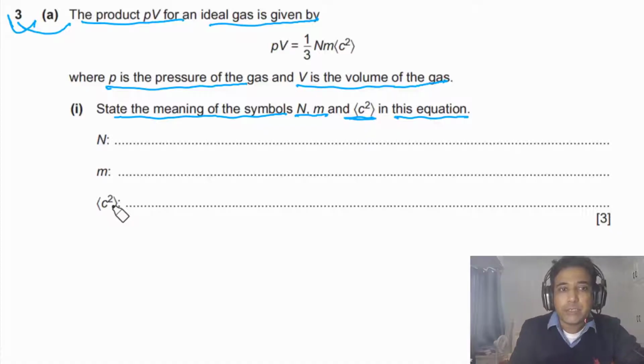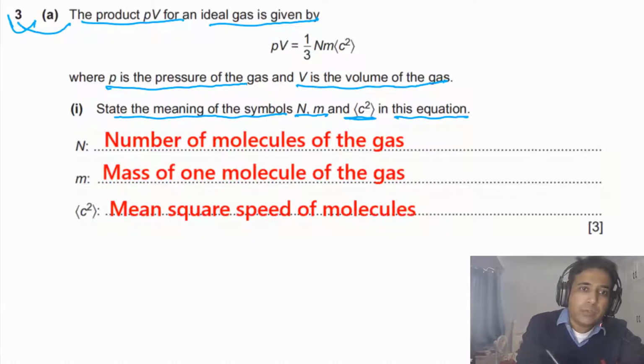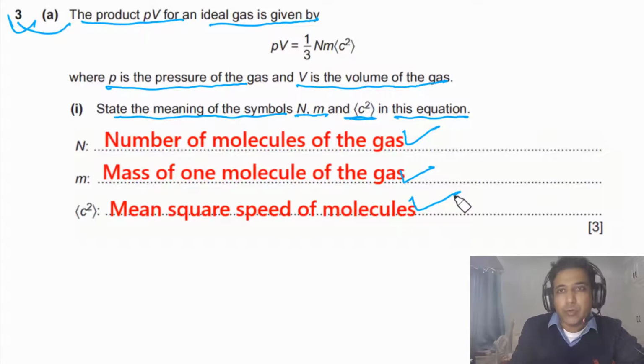So very basic question. Simply you need to write down the names: what N is representing, what m is representing, and what mean square speed is representing. This symbol is the mean square speed. So in your answer, simply write down number of molecules of the gas, mass of one molecule of the gas, mean square speed of molecules.